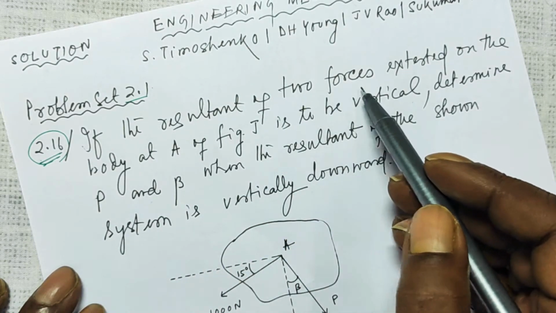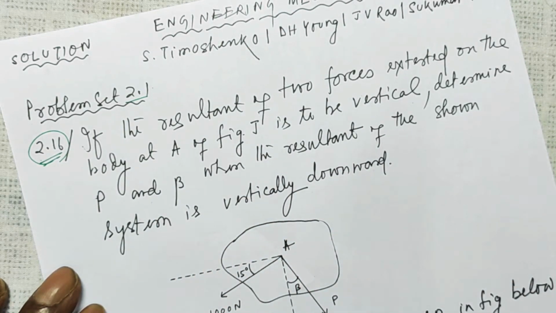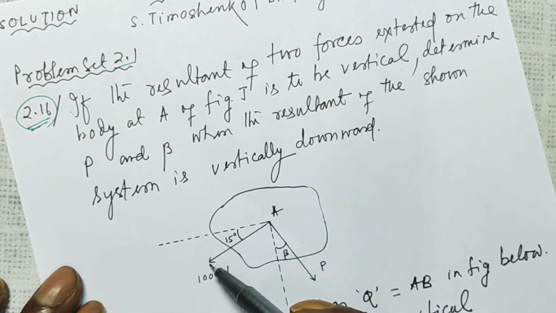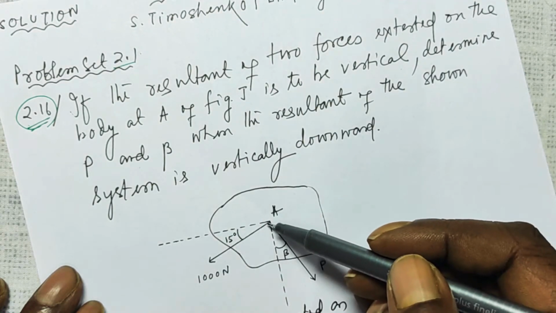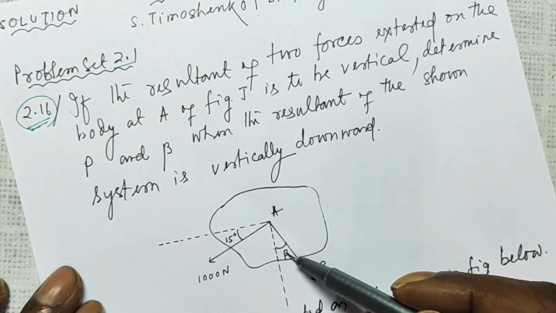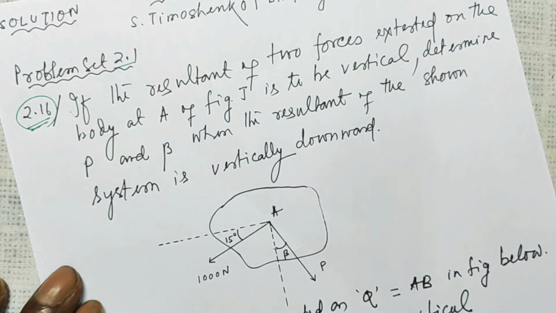Look at this figure, there are two forces. One to this side is 1000 Newton, making an angle of 15 degrees with this dotted line, which is horizontal. This is another force P, we don't know. This angle beta also we don't know. And this dotted line is vertically downward.